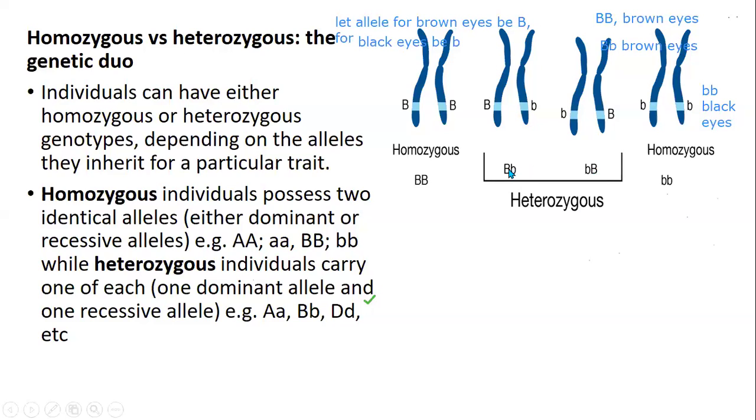We most times write like this. But if you write this, it also means the same as this. They are both heterozygous. The word heterozygous just means that you have two different alleles. That is all that it means. You may ask the other questions.